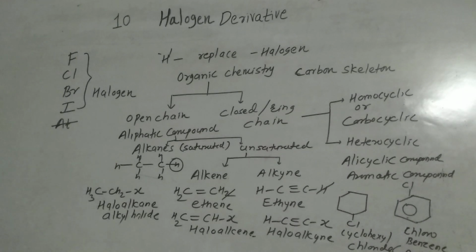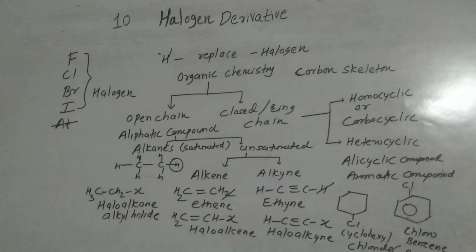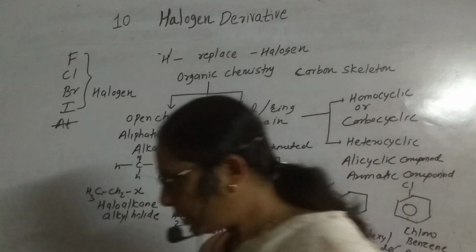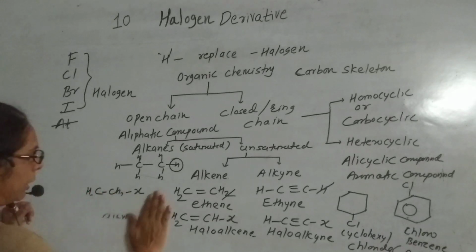Now, on the basis of the number of halogens present, we can also consider the classification of organic compounds.